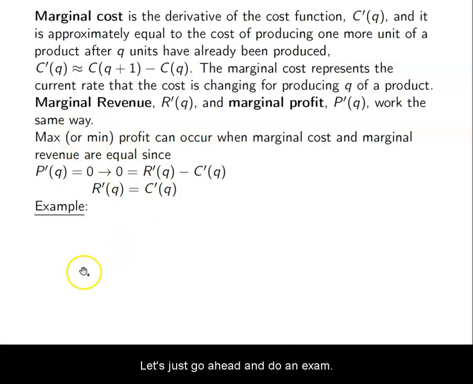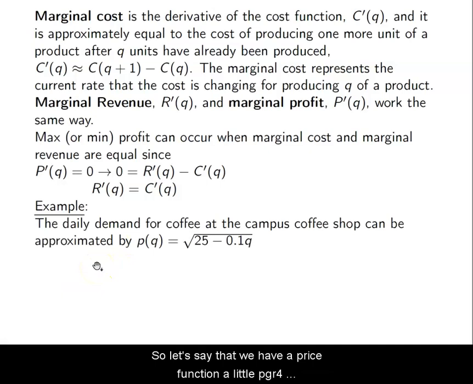So let's go ahead and do an example. Let's say that we have a price function, little p for price function, so it's the demand function. The daily demand for coffee at the campus coffee shop can be approximated by this function.